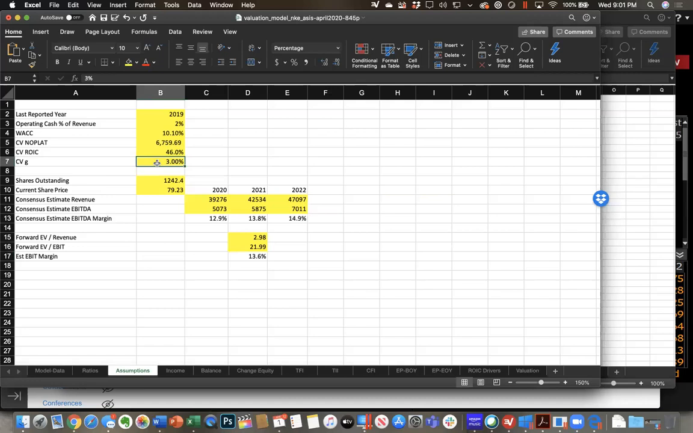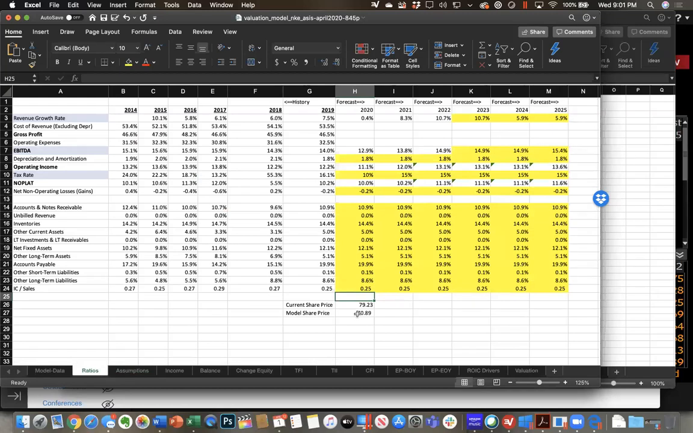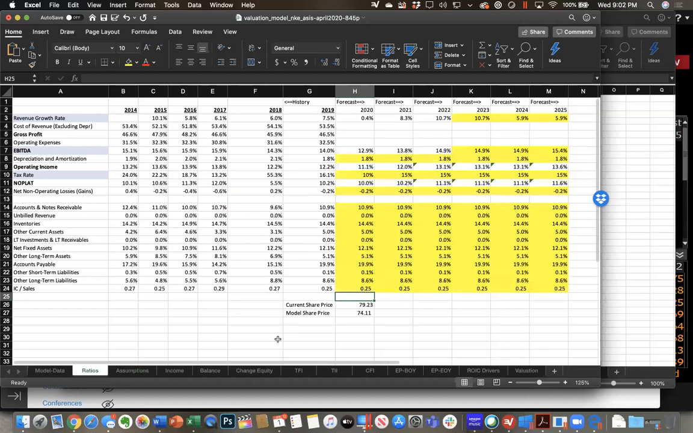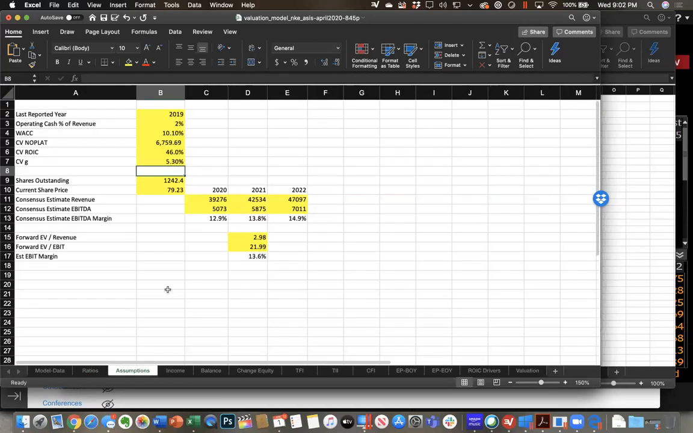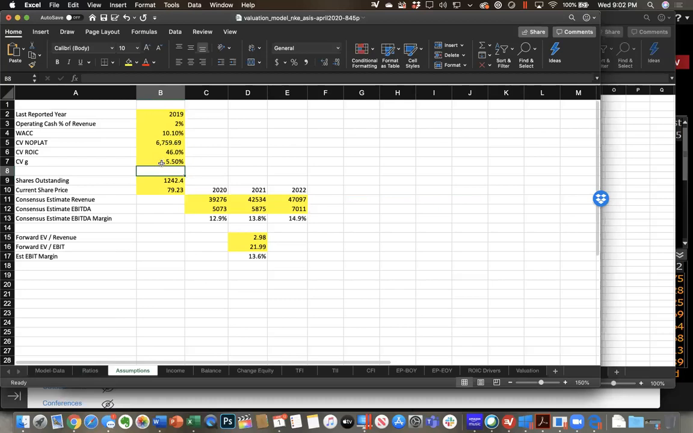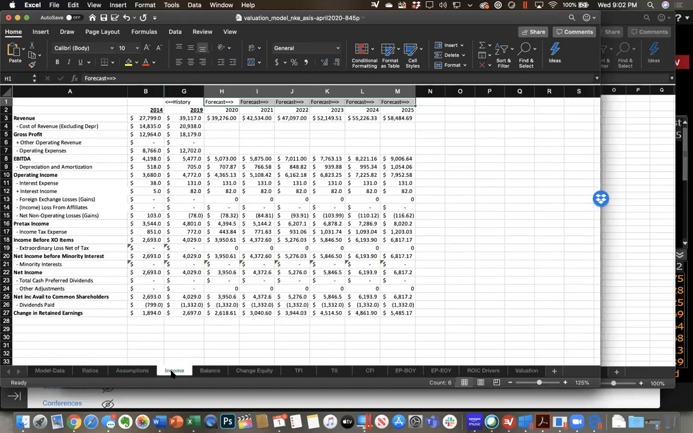So this is our final variable. It's probably going to be closer to 5. 5%, model share price 70, current share price 79. So I'm going to make this, I don't know, probably more like 5.3. 5.5. This will be slightly different than what I did in the last class because I lowered the growth a little bit more. But the whole point is I need to get to 79. So 5.7. Probably close though.